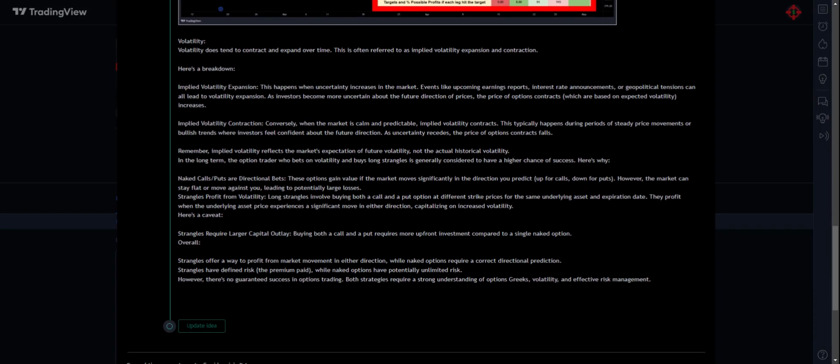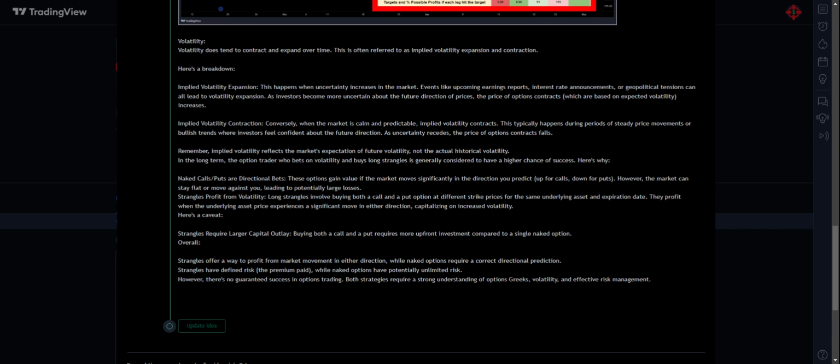In my view, volatility tends to contract and expand over time. This is often referred to as implied volatility expansion and contraction. Let's break it down. Implied volatility expansion happens when uncertainty increases in the market events, like upcoming earning reports, interest rate announcement, or geopolitical tension, that all lead to volatility expansion. As investors become more uncertain about the future direction of prices, the price of the option contracts, which are based on the expected volatility, increase.